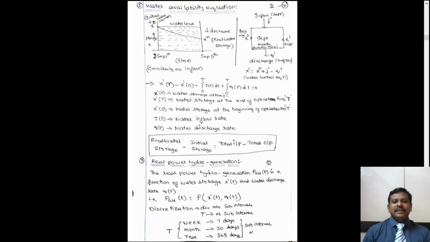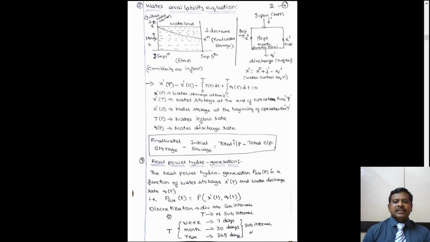Real power hydro generation. The real power hydro generation PGH of T is a function of water storage and water discharge. Water storage is X dash of T and water discharge rate is Q of T. So PGH of T is a function of water storage and water discharge.